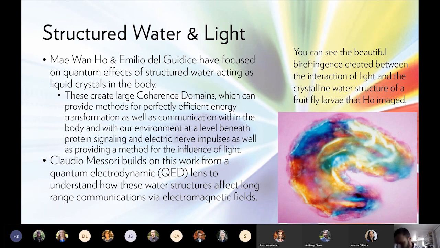So this picture here is Mae-Wan Ho's. She wasn't really interested in all this stuff, but she was looking at a fruit fly larva and imaging it with light while it was living, and found a particular angle where all of these different colors emerged, what's called birefringence. So it's basically like a living prism in a way. And this could only happen if the whole organism has coherence and has coherent structured water within it, liquid crystal water. So water is a liquid crystal.